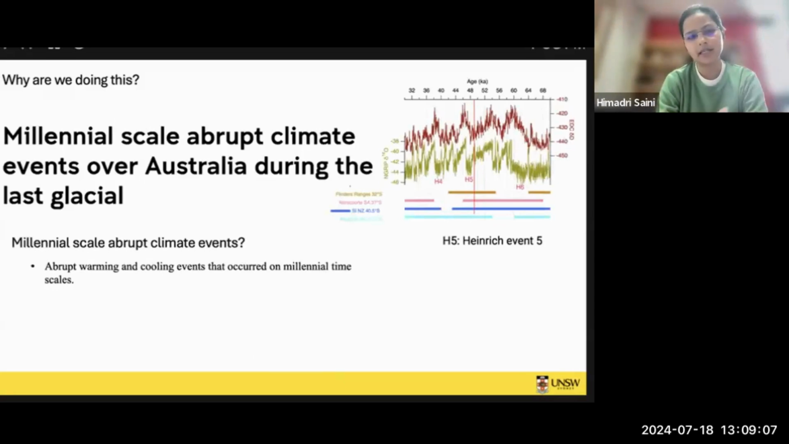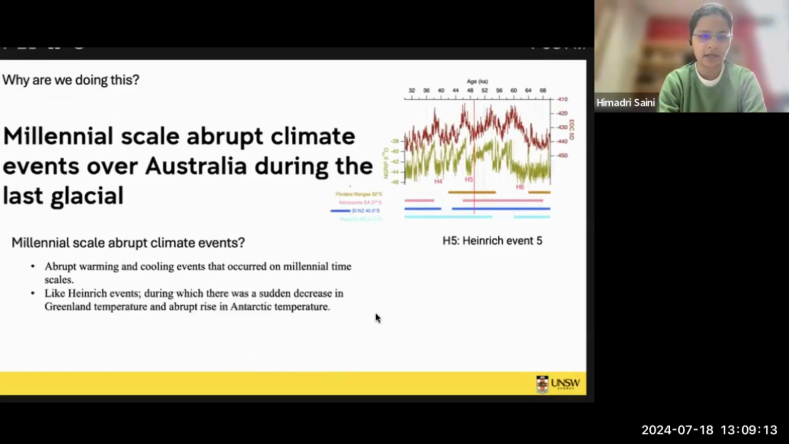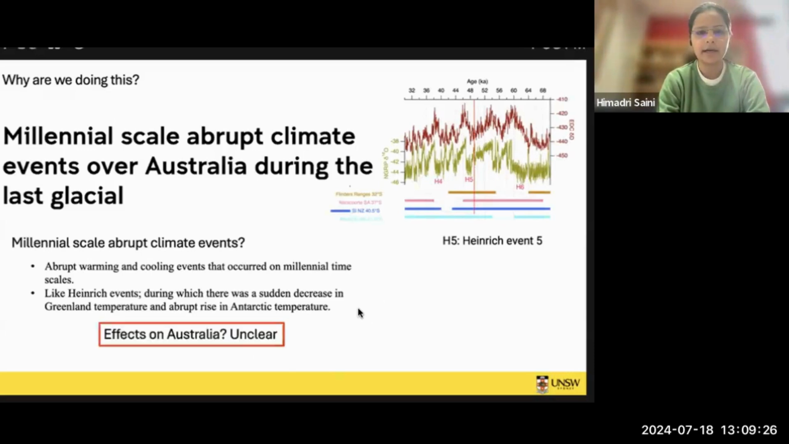So what are these millennial scale events? These are abrupt warming or cooling events, like Heinrich events, during which there was a sudden decrease in Greenland temperature, shown here by green, and there was an abrupt rise in the Antarctic temperature, shown here with red. Surprisingly little is known about how these events affected the climate of Australia.